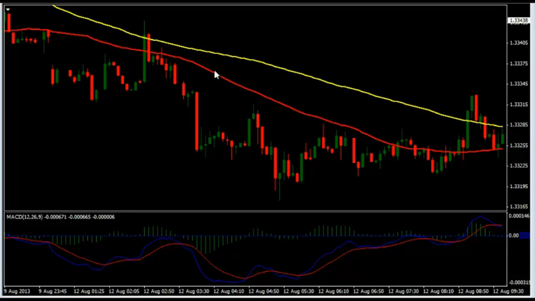In other words, in this case, as you can see, the trend is going down. We want the short-term trend to also be underneath it. The second part of the setup is the MACD, which we have down here at the bottom.